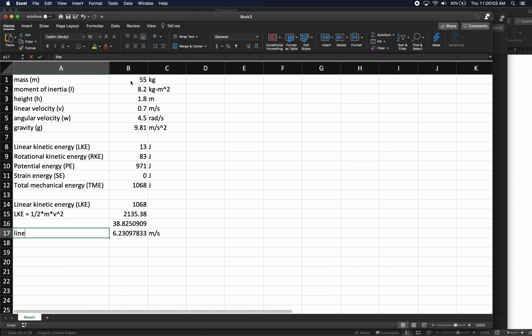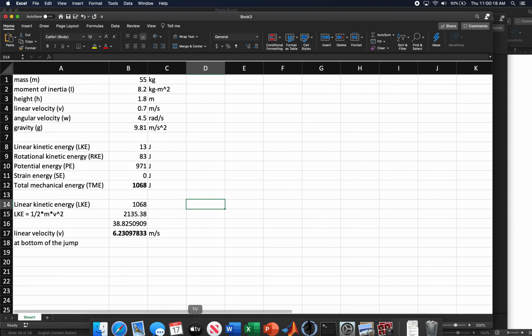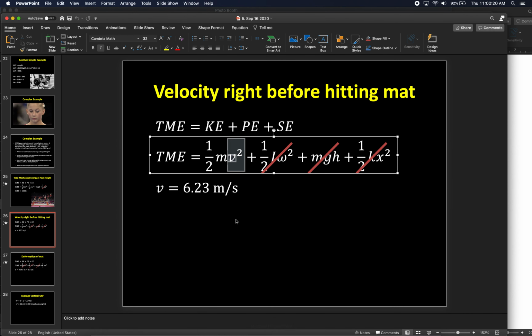So that's my linear velocity, v, at the bottom of the jump. And I got 6.23 meters, sorry, 6.23 meters per second, which should hopefully be the answer that I gave you here, and it was the answer for part 2.